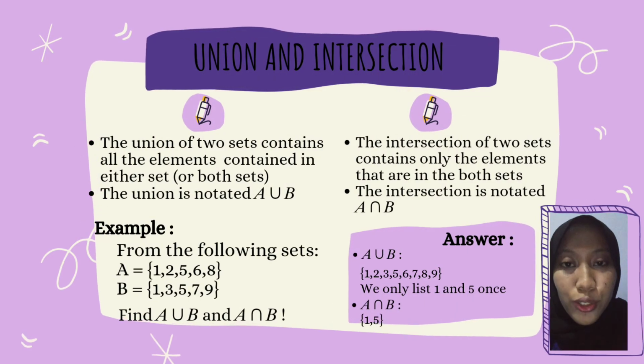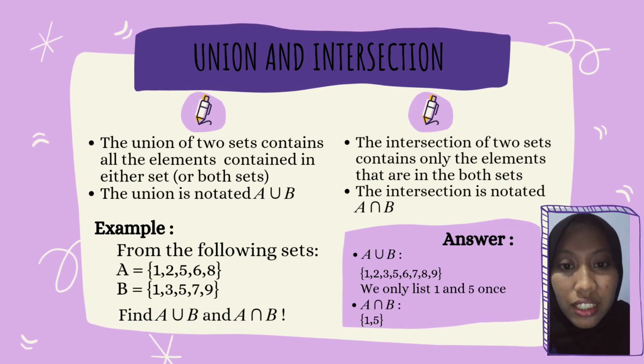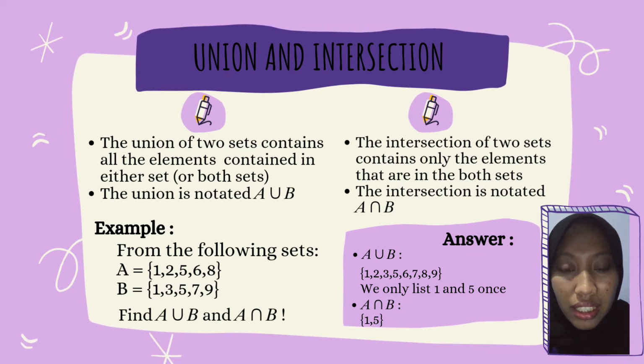The next is union and intersection. The union of two sets contains all the elements contained in either set or both sets. The union is notated A union B. The intersection of two sets contains only the elements that are in both sets. The intersection is notated A intersection B.